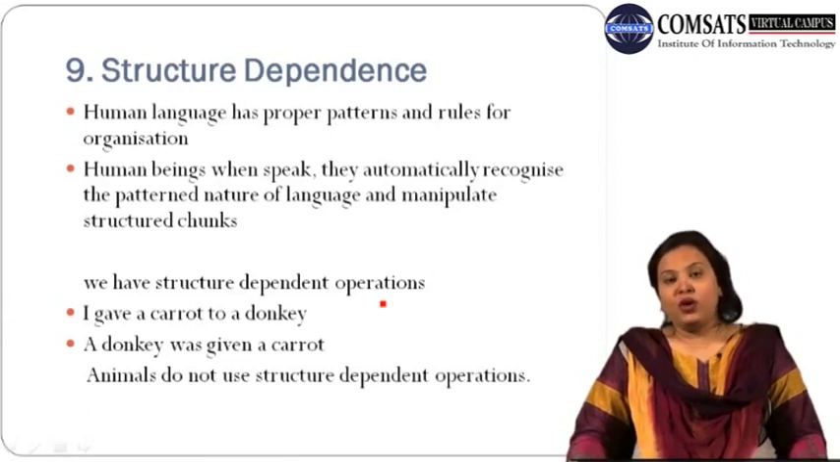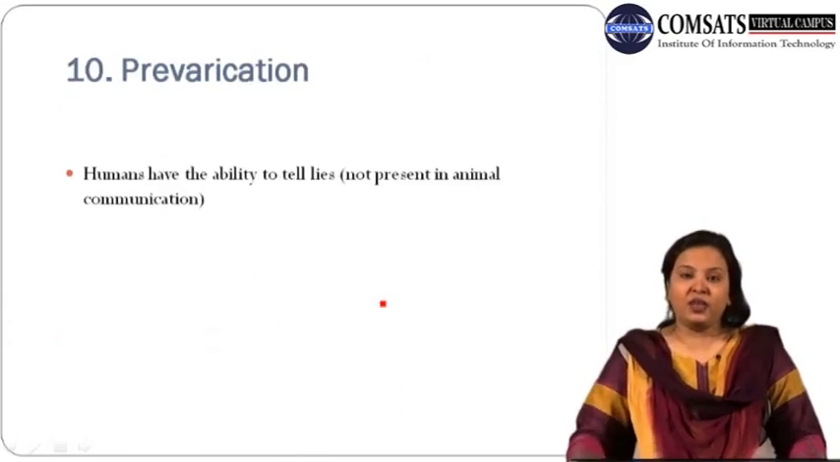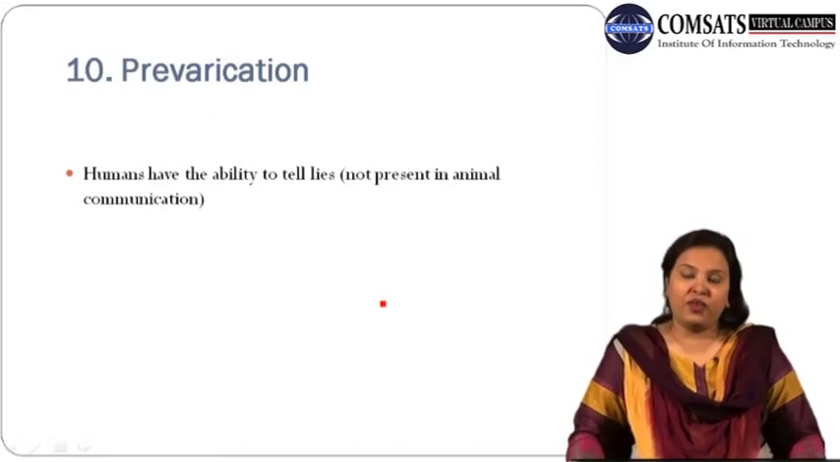Whenever we say something, we mean something, we have to organize our language. I gave a carrot to a donkey. Now that is a simple statement, a simple active voice. But if I say a donkey was given a carrot, you know it is a passive. Now the object-subject position has been changed. So we can say human language has a proper unique structure, and in order to communicate our thoughts and feelings within a certain language, we have to learn the rules and organizational patterns of that language. On the other hand, animals don't have this feature.